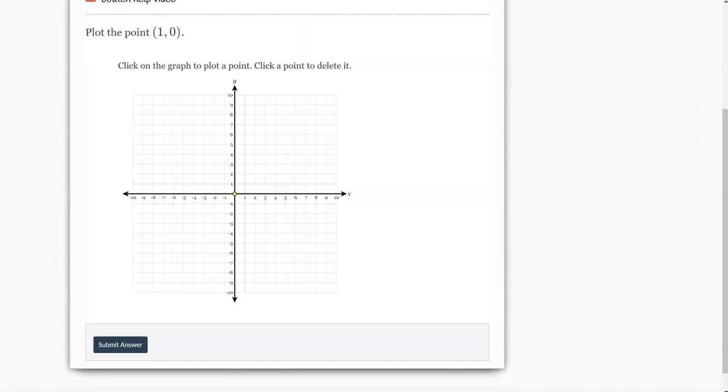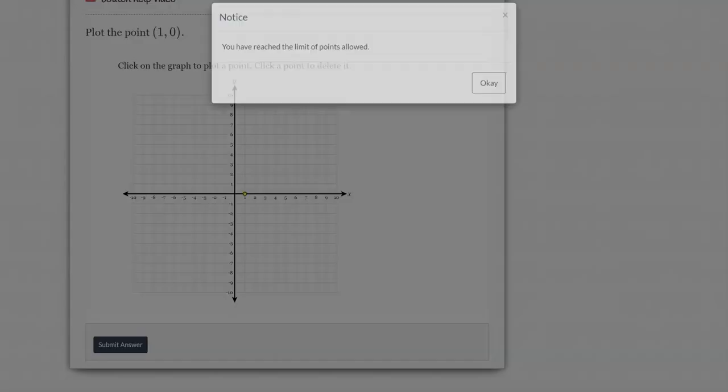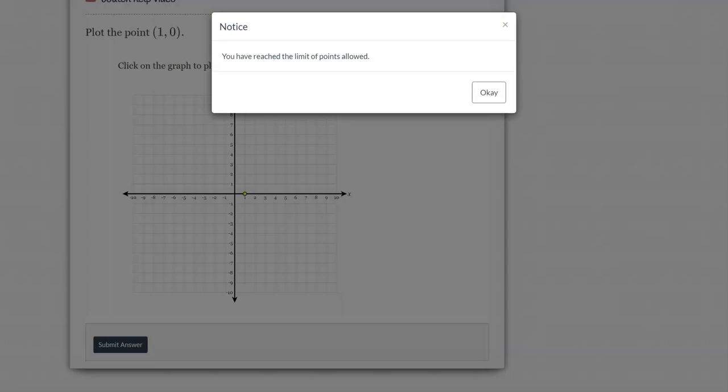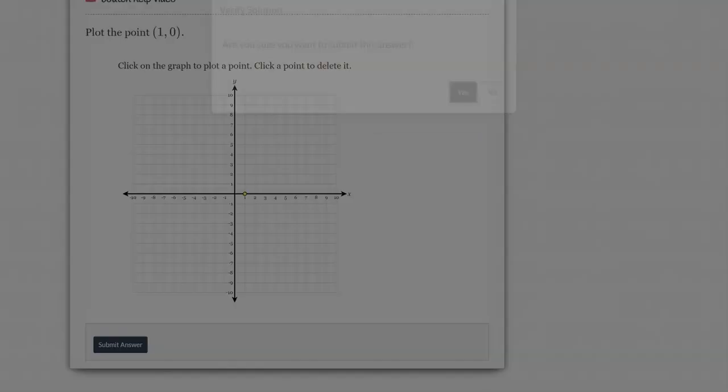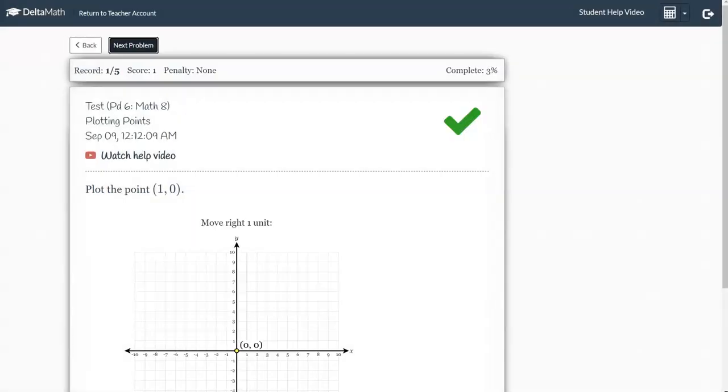On Delta Math, you're going to use your mouse, and you're going to click in that position. Once you click, the yellow dot will appear. If you try to click somewhere else, it will tell you you can't make any more points. But if you want to move this one, just click it again. Okay, so there's my first graph point. Let's try another one.